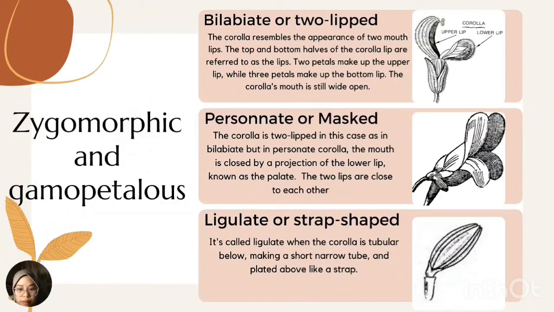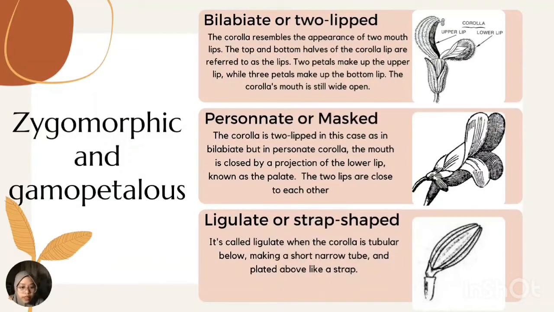So, if you look at the picture, there is an upper lip and a lower lip, which are called lips. And then 2 petals make up the upper lip, and 3 petals make up the bottom lip. The mouth of the corolla is still wide open.